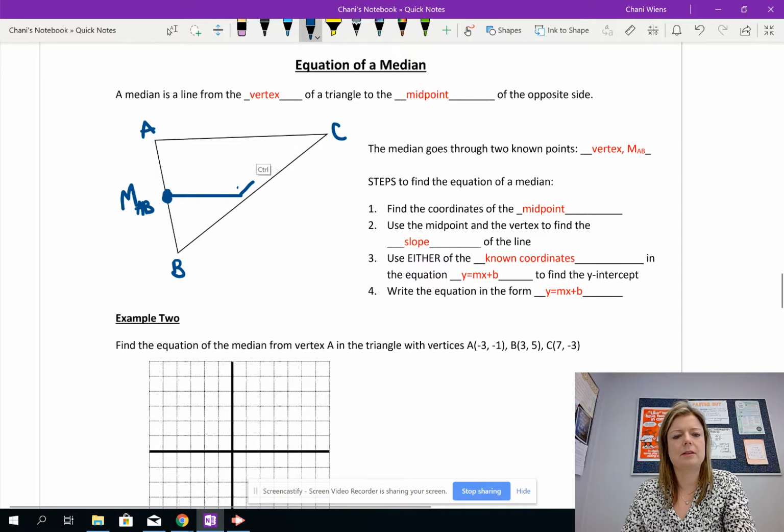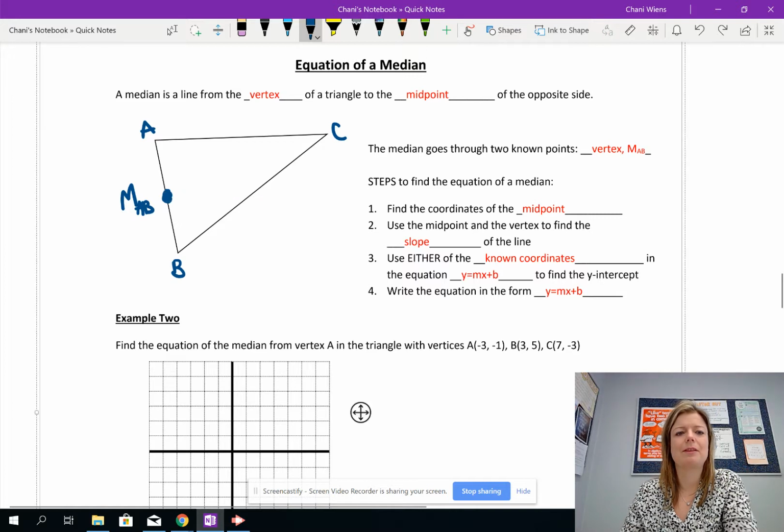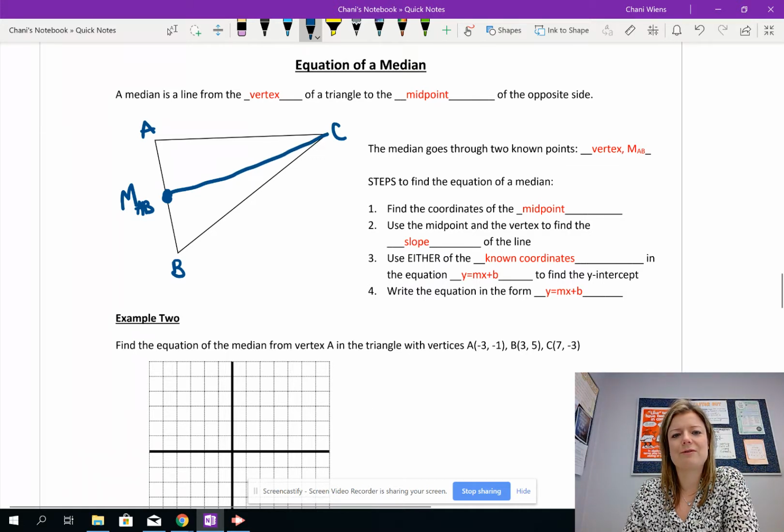Oh, that did not do what I wanted it to. How does this work? That's what I want. Nope. I'll have to play around with how to do that. I'll just hand draw it. So you go from the midpoint, right? Draw it with a ruler to the opposite vertex.